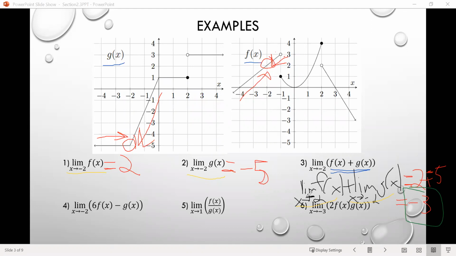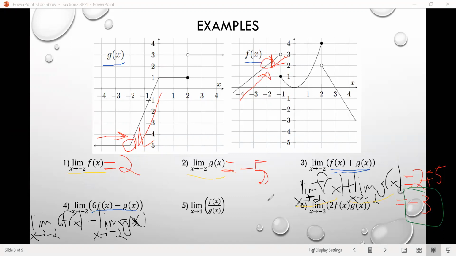All right, let's look at the ones down below. So here we have the limit as x approaches -2 of 6 times f of x minus g of x. So I know there's that 6 in there, but I also see inside the limit there that I have two functions being subtracted. So using my limit laws, I can break that apart into the limit as x approaches -2 of 6 times f of x, so leaving that group together, minus the limit as x approaches -2 of g of x.